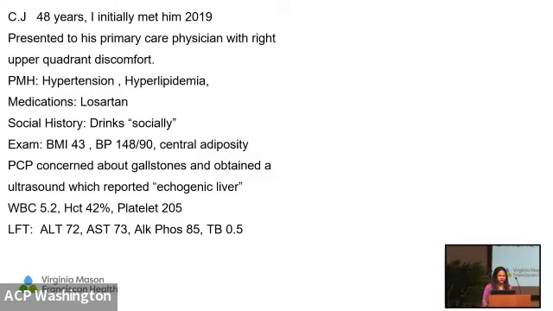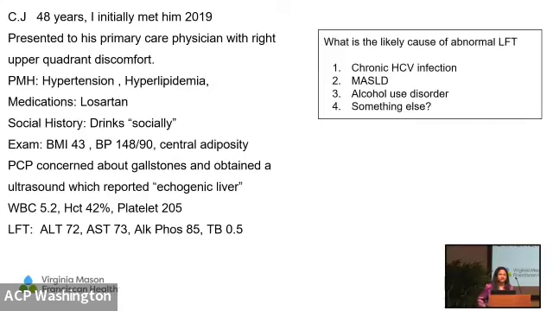I'm sure you've seen all of these patients in your clinic. His blood work, hemogram was fine. His LFTs, he did have an elevated ALT of 72, AST 73, alk phos and bilirubin were normal. So what is the cause of the abnormal LFTs? Could it be chronic hepatitis C, MASLD, alcohol use, or something else? Well, if you choose two, you're probably right, because that's the topic today. But it could very well be hepatitis C, which is still common. It could be alcohol, because we really haven't defined what social drinking he's doing. And absolutely, it could be something else.